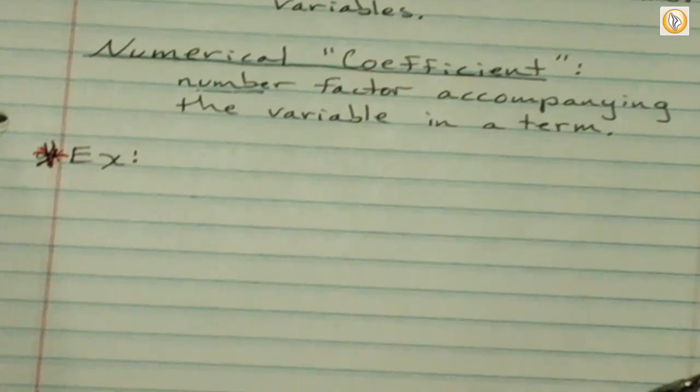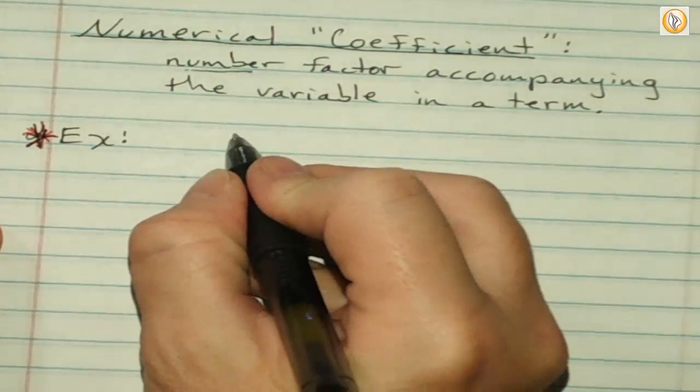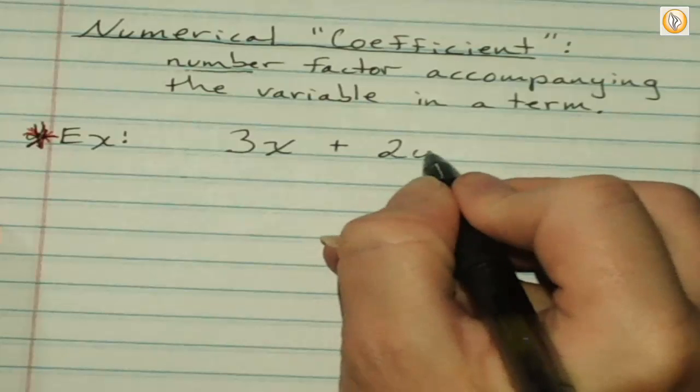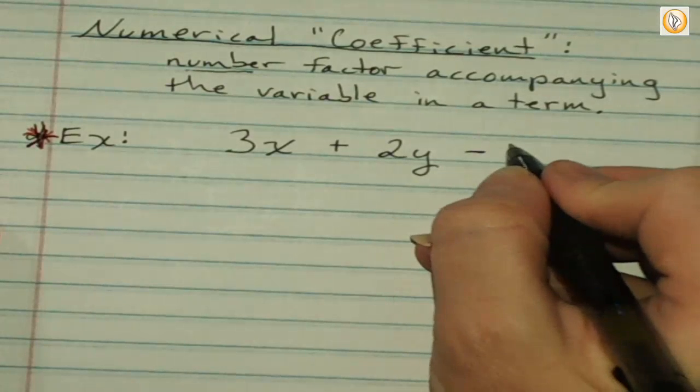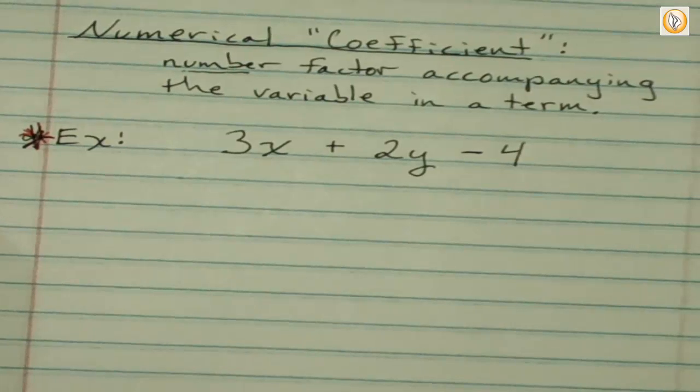It's accompanying a variable. What do you think accompanying a variable means? It means when there's a number and then a letter next. Bingo! Accompanying a variable means when a number is right next to a letter. Exactly. So this is a bunch of blah, blah, blah for stuff that you already know. For example, 3x plus 2y minus 4. Cool. Okay, write that down.